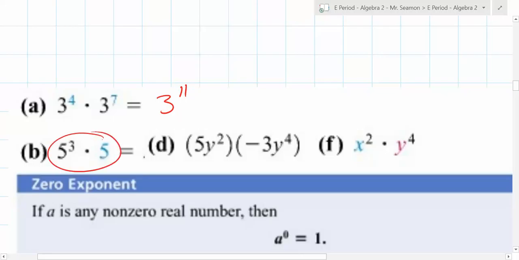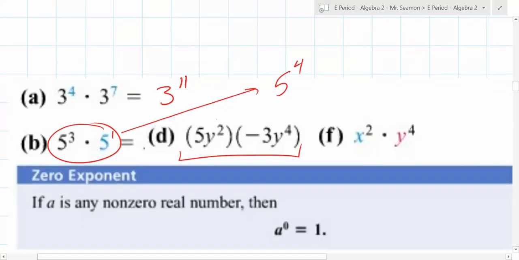What's 5 to the 3rd times 5? 5 to the 4th. Because what's the power of that blue 5 in there? Just 1. What about here? 5 times... Yeah, well, you can, because what's 5 times 3? 5 times negative 3. It's negative 15.